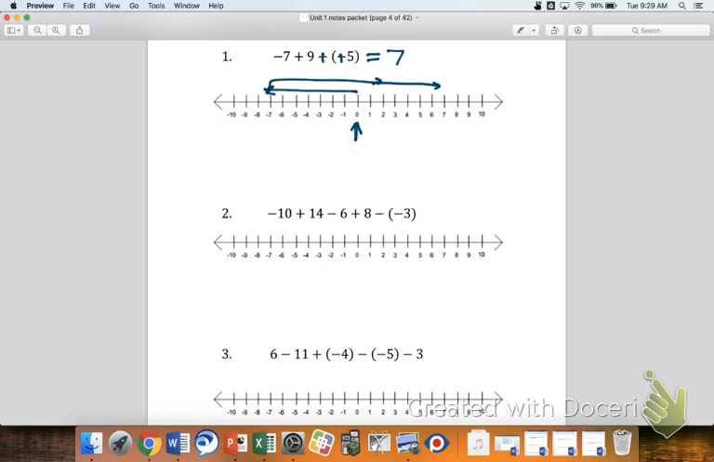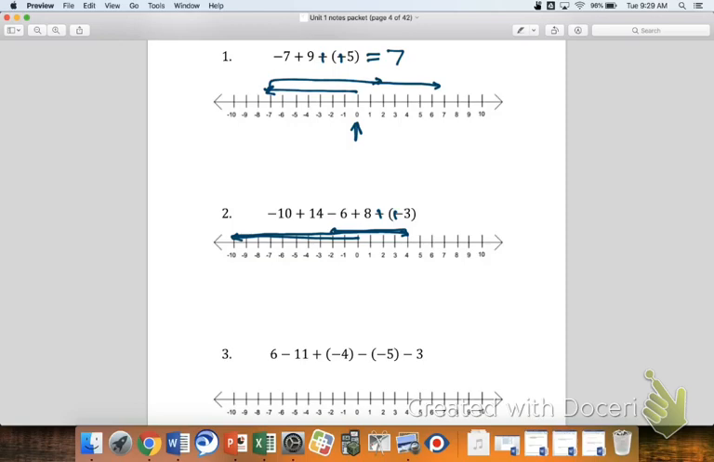Good? Okay. Number 2. Again, I've got this minus a negative, so I'm going to make that a plus, a positive. And again, I'm going to think of these as just directions. Negative 10 means left 10. Plus 14 means right 14. So I'm going to end up there at 4. Minus 6 just means left 6. So I'm going to go back left 6. I'm at negative 2 now.